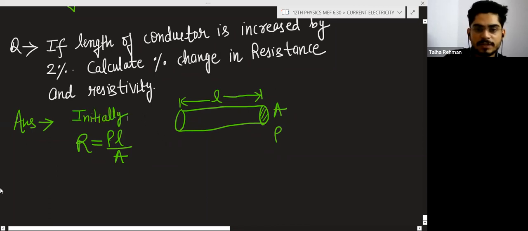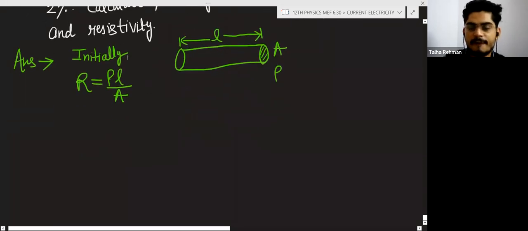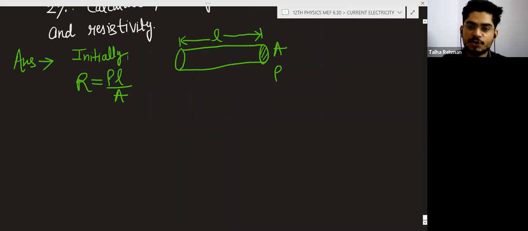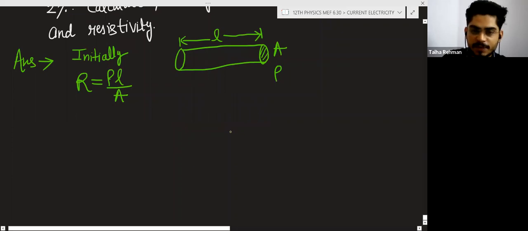And now the length is increased by 2%. What is the meaning of length increased by 2%? Length increased by 2% means earlier the length is L, now increasing the length by 2%. 2% means 2 divided by 100. This is the meaning. This is the math.